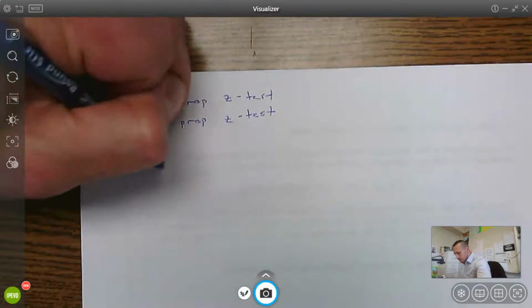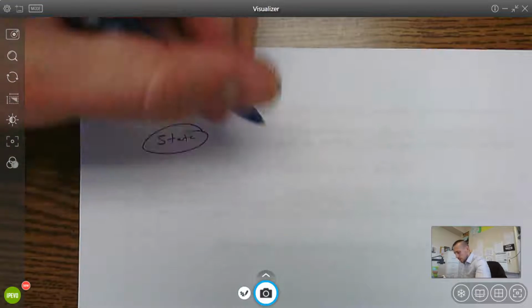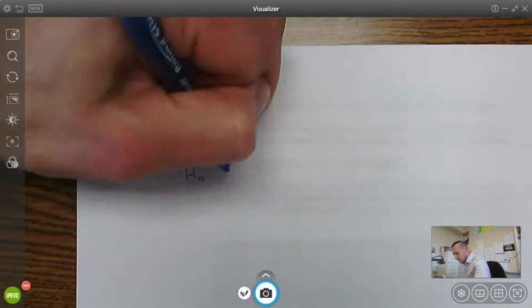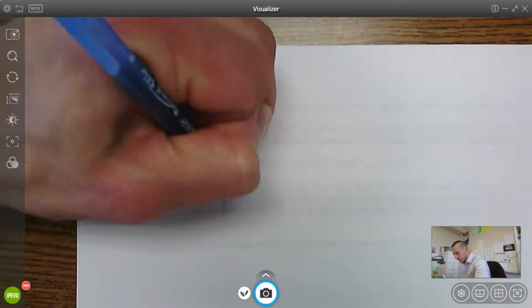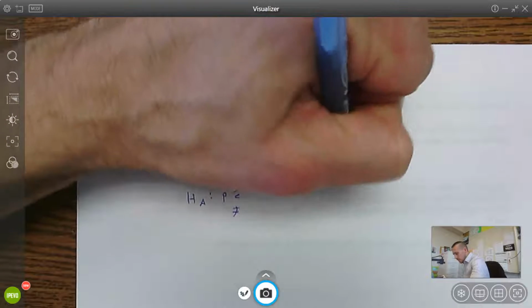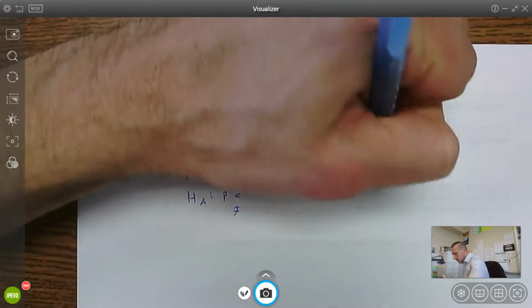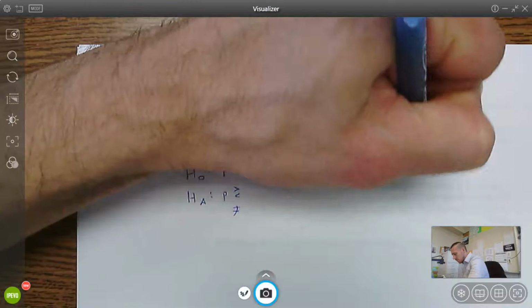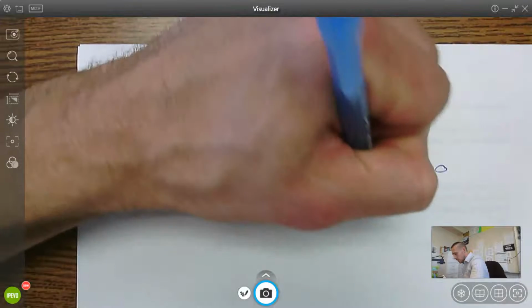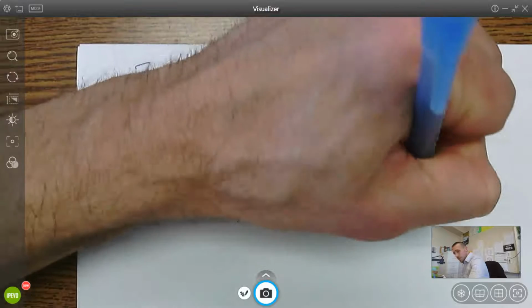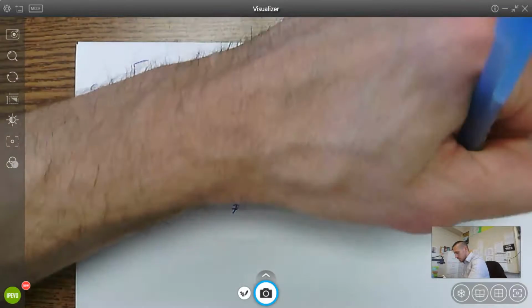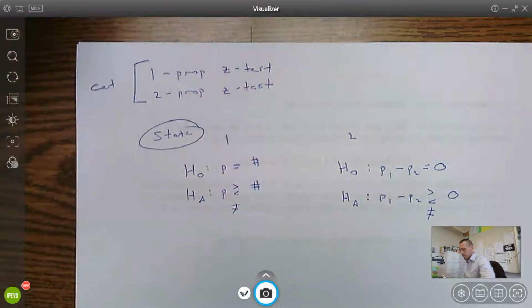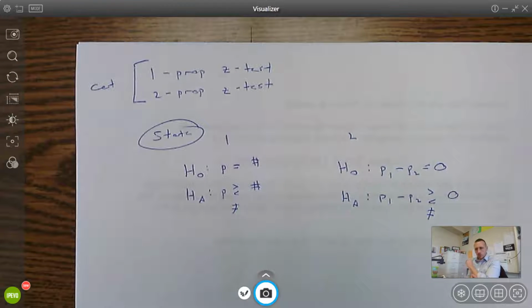For the state step, for the hypotheses, for 1 proportion, it would be P equals, and the alternative P greater than, less than, or not equal to. For 2 proportion, it's going to be the difference in 2 proportions is equal to 0. And for the alternative, the difference in the 2 proportions is greater than, less than, or not equal to 0. Here it's going to be some number. Okay, so you're using the parameter P, the true proportion or population proportion.